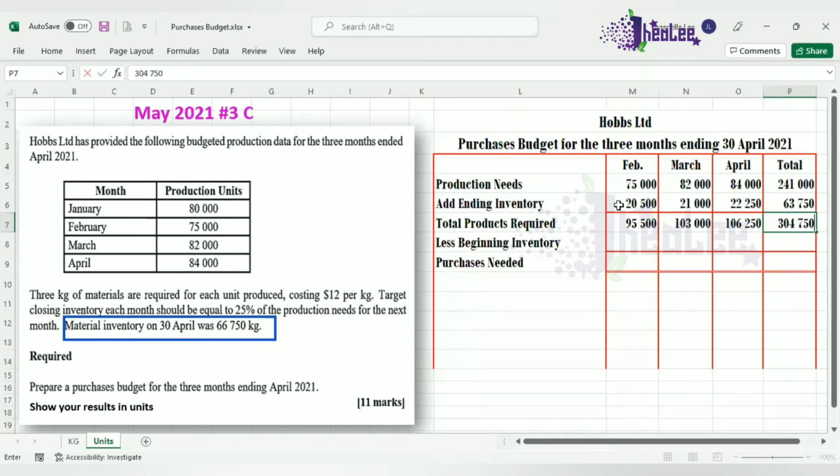Our total products required for the budgeted period is 304,750 units. And now we're going to enter the beginning inventory, because we need to subtract that from our total products required so that we can determine how many units we need to purchase for the period. To get the beginning inventory, remember that is the closing inventory coming from the previous period, and we are on to February. If you check the question, the ending inventory was not provided for January, but to get that, it would be 25% of February's production needs.